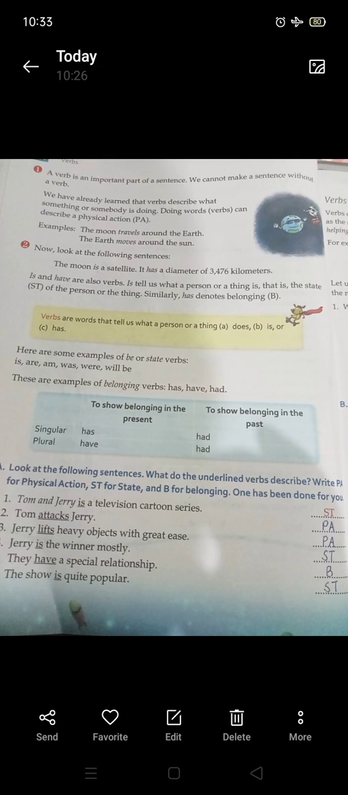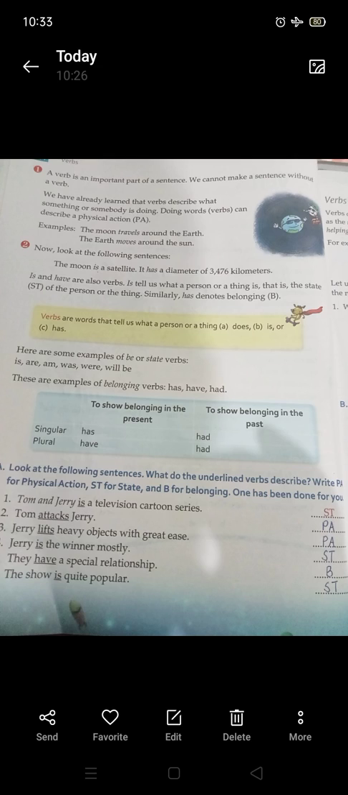What do the underlined verbs describe? PA, physical action. ST, state. B, belonging. So, Tom and Jerry is a television cartoon series. State. Tom attacks Jerry. Physical action.